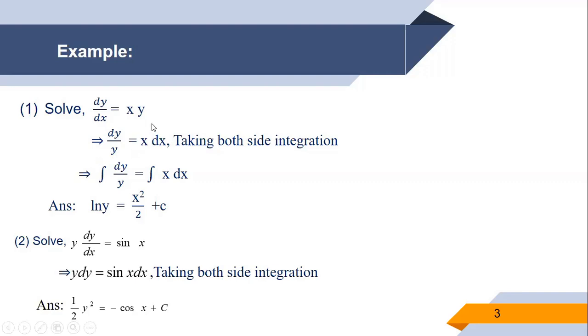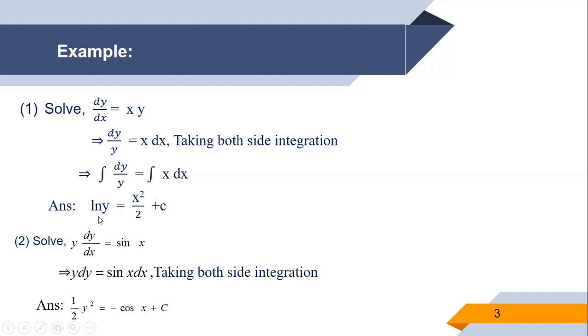So taking both side integration, dy by y is integration x dx. So therefore we can say log y is equal to x square by 2 plus c. So this is the required solution.